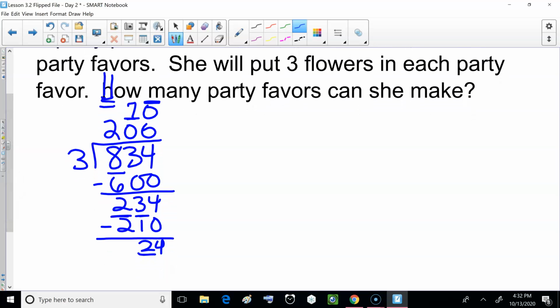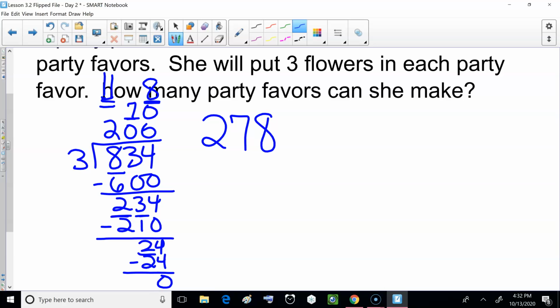How many times can 3 go into 24? Well, if 3 times 7 was 21, this is going to be more than that. 3 times 8 is, that's right, look at that. 3 times 8 is 24. It sounded familiar. And it gives me a 0. So how many party favors can she make? I can't leave it like that. I got to write 278. Since this is a word problem, we know what word problems need.